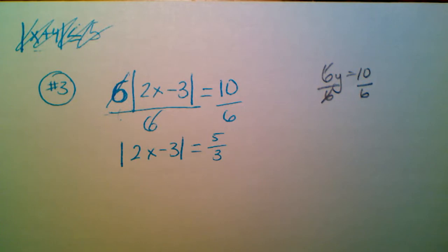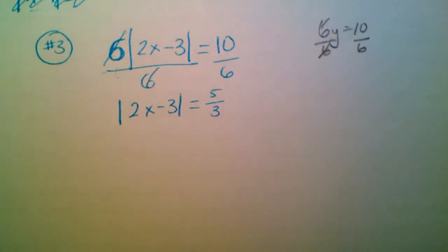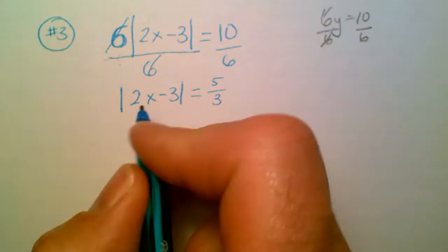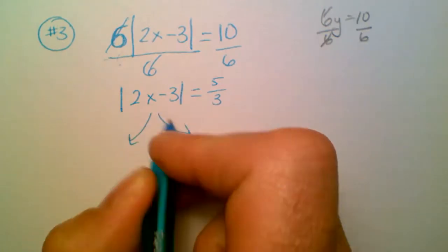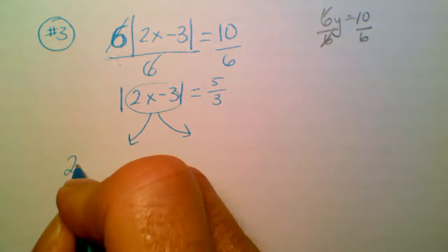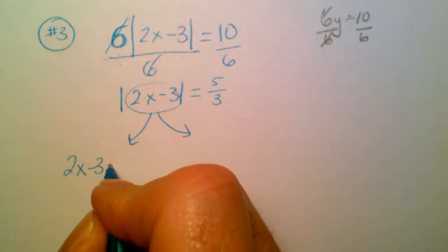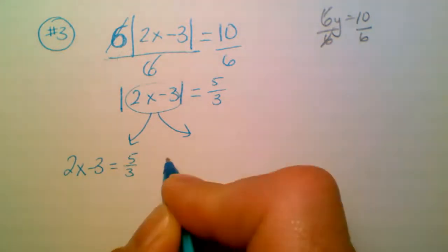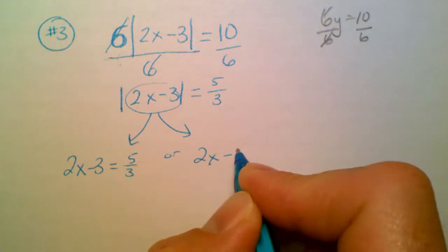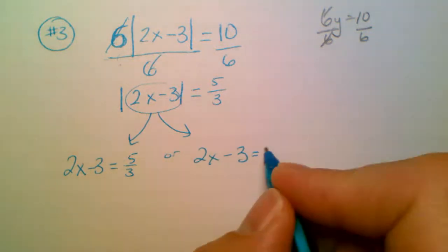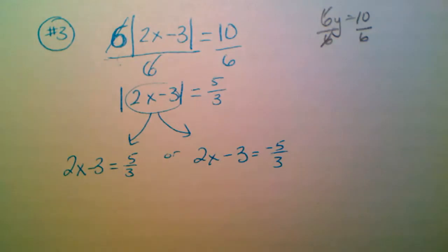Okay, so at this point, a lot of times I see you guys like, oh no, there's fractions. What do I do? All it is the same thing. It's just dealing with fractions. So we're going to have our split. We still have the inside. So 2x minus 3 could equal 5/3, or 2x minus 3 could equal negative 5/3.